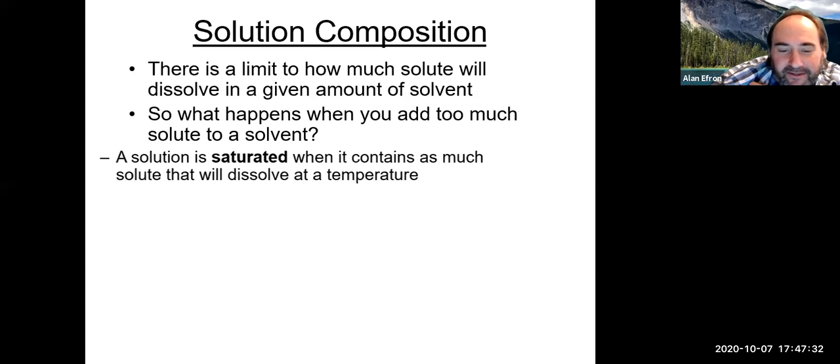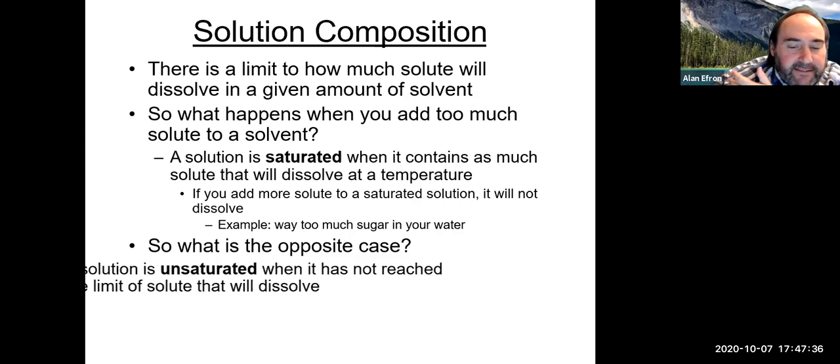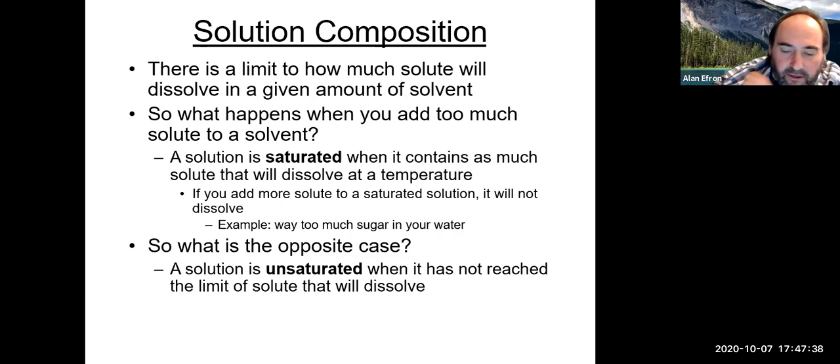Now, as I mentioned, there is a limit to how much of a solid you can get to dissolve in a liquid.